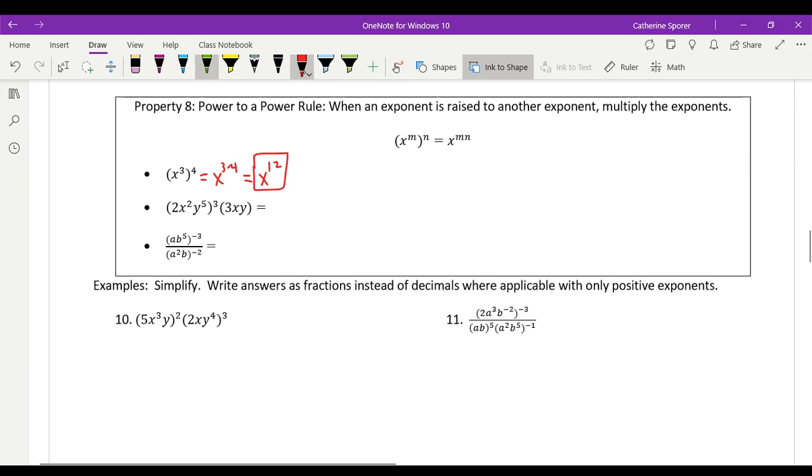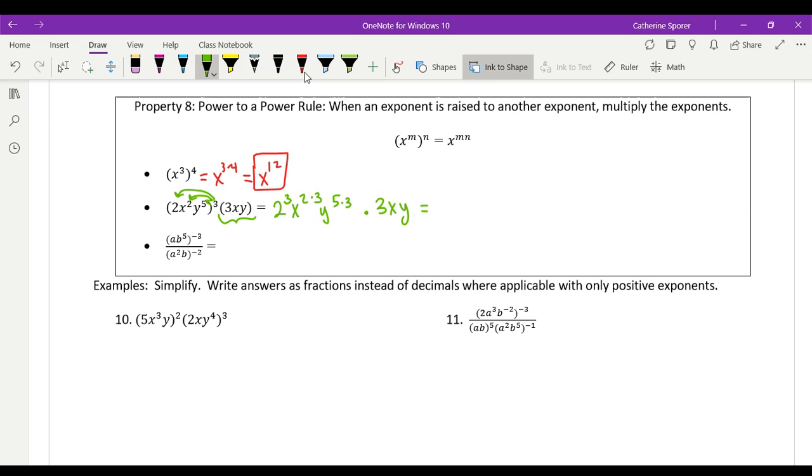We would also distribute that outside power, multiplied into everything, if there are multiple things underneath the power. So 2x squared y to the 5th, to the 3rd, we would distribute this third power into each of the exponents. So that would look like 2 to the 3rd, and then x to the 2 times 3, multiplying in the 3, and y to the 5 times 3. And then we're multiplying that whole thing by this second piece, which is 3xy.